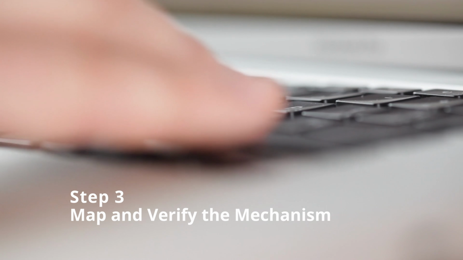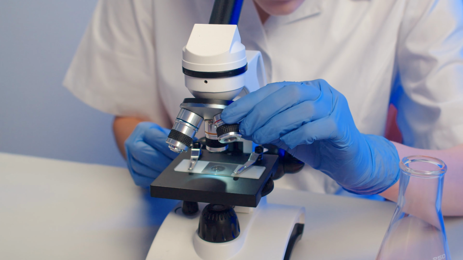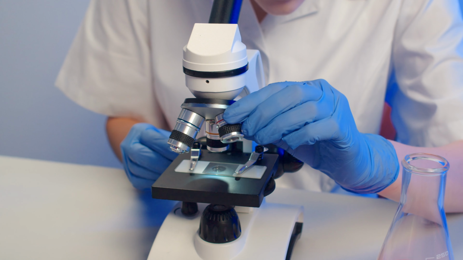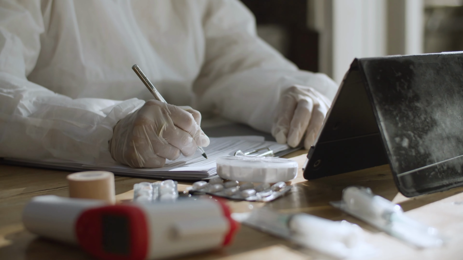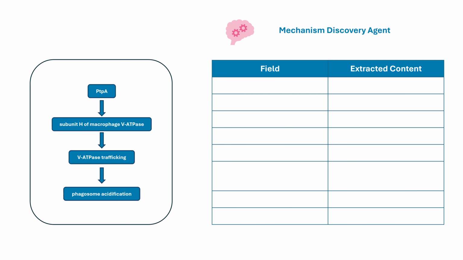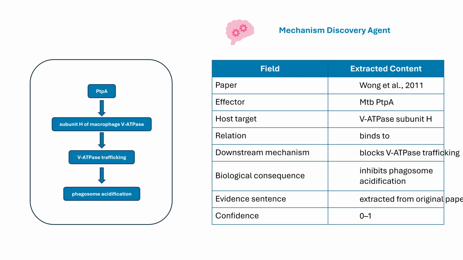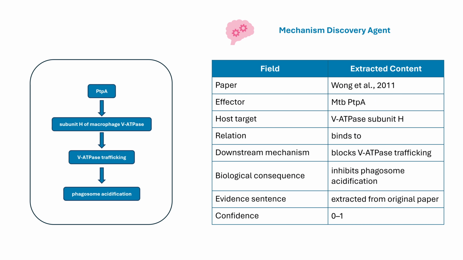Step 3 is to map and verify the mechanism. Once a relevant relationship has been identified, the next step is to understand how it works and whether it is truly supported by the paper. At this point, people usually ask a simple question: how can we trust the AI output? That is why the workflow includes a multi-agent verification step. The first agent is responsible for mechanism discovery. It helps extract and organize the relationship. It identifies the effector, the host target, and the relation itself.